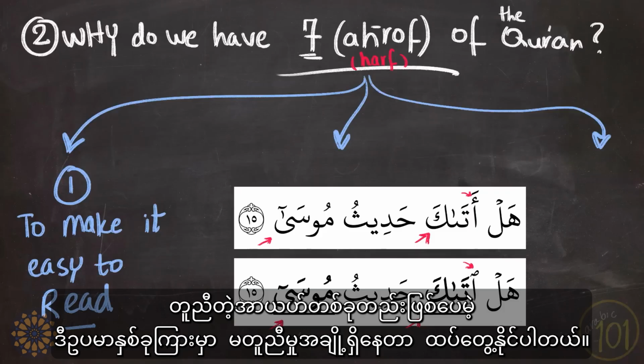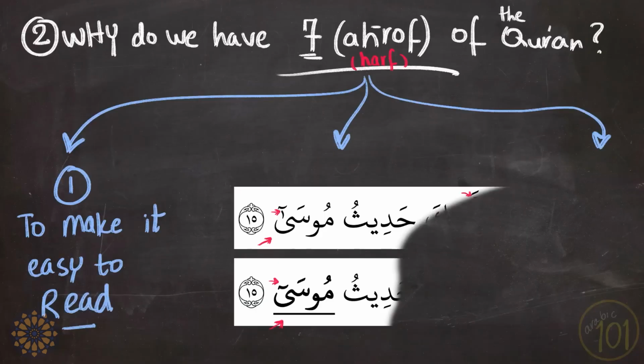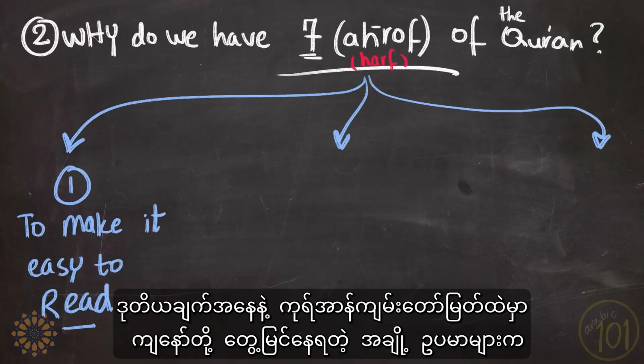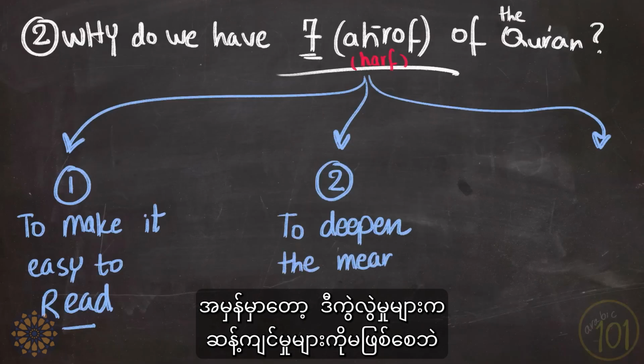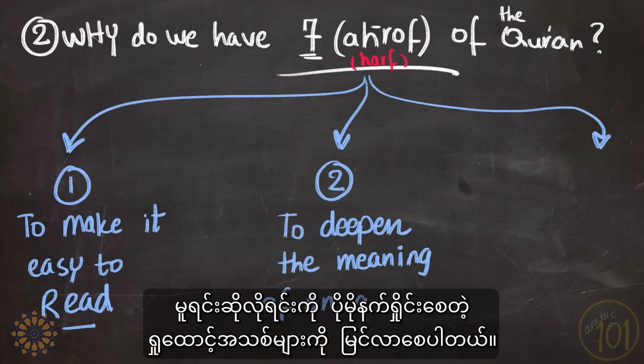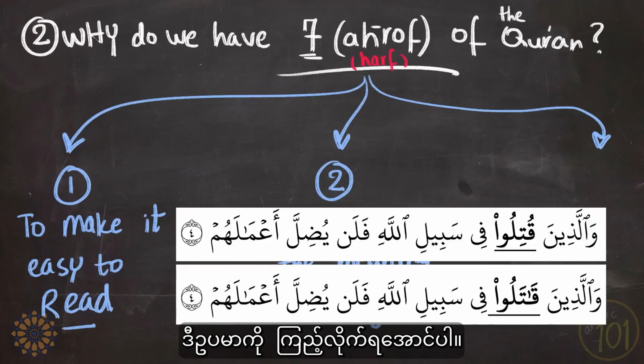So again, there are some differences between these 2 examples. They are the exact same ayah. Second is that some of these variations that we see in the Holy Quran actually add another dimension without contradicting one another, like in this example.